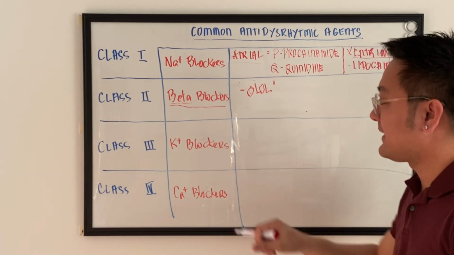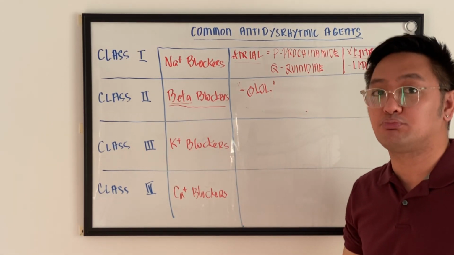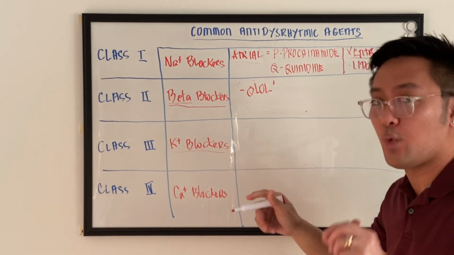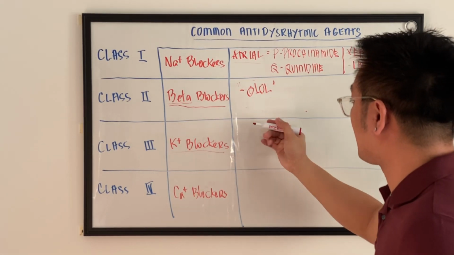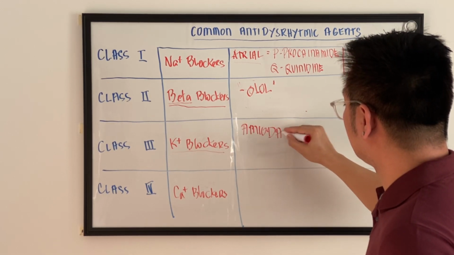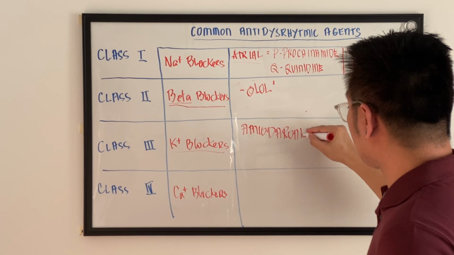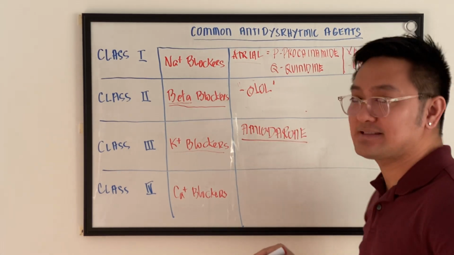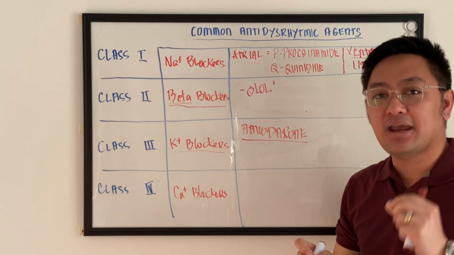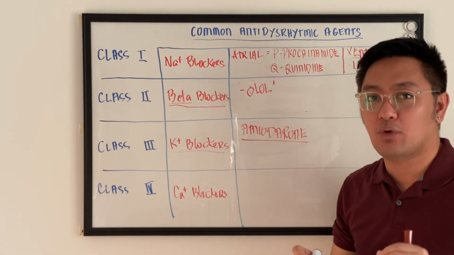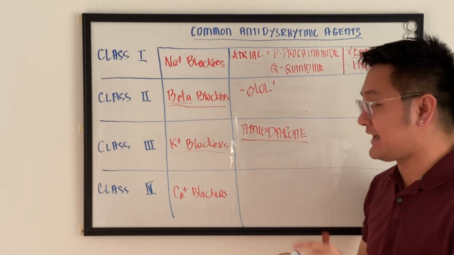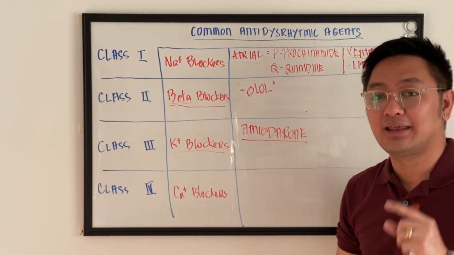Okay, next, class 3 are your potassium blockers. Remember this. Potassium blocker, one good example is your amiodarone. Okay. Amiodarone is a potassium channel blocker. Highlight in your examination. For a patient taking amiodarone, you have to watch out for bluish skin discoloration that is attributed to amiodarone use.